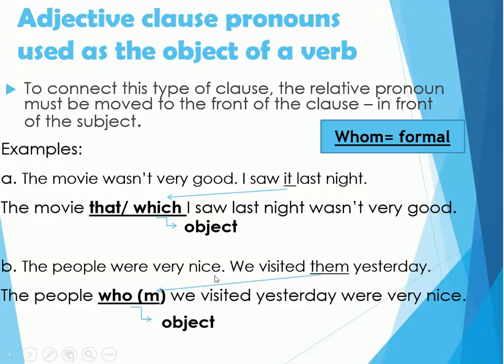The people were very nice. We visited them yesterday. The people who or whom we visited yesterday were very nice. Again, we move it before the subject, in this case is we, and who or whom becomes the object, okay? The object of the verb.